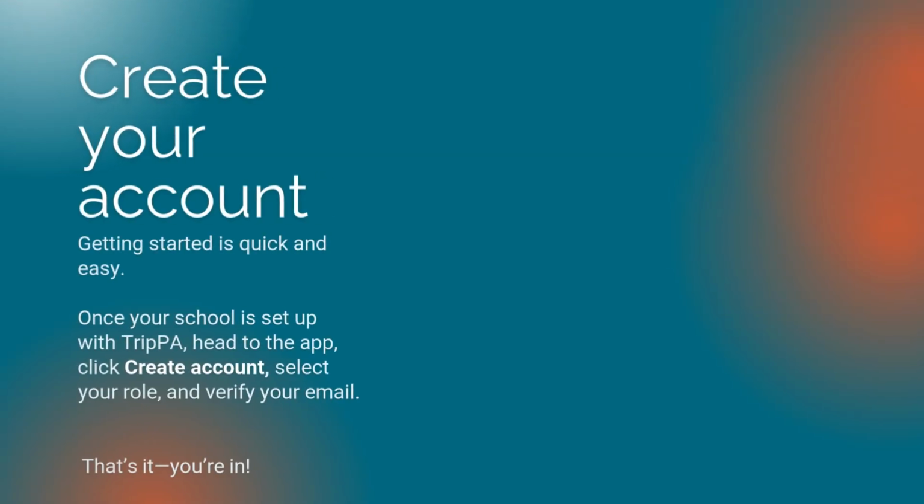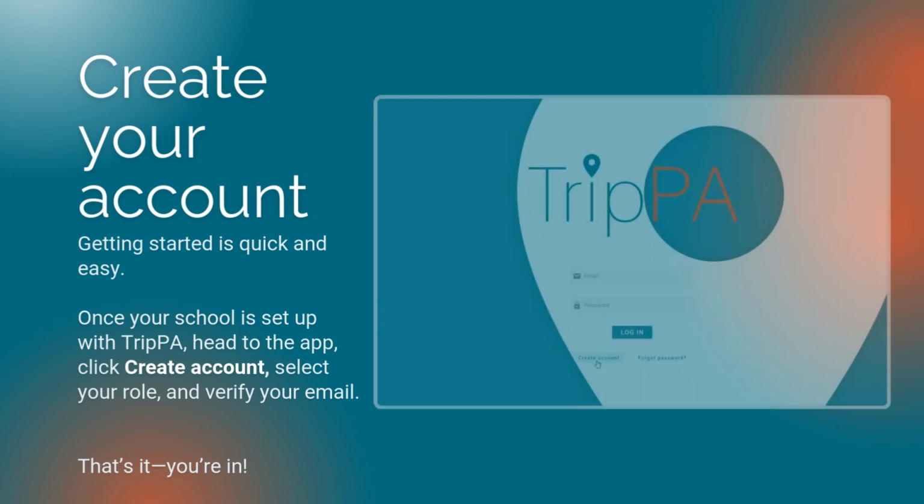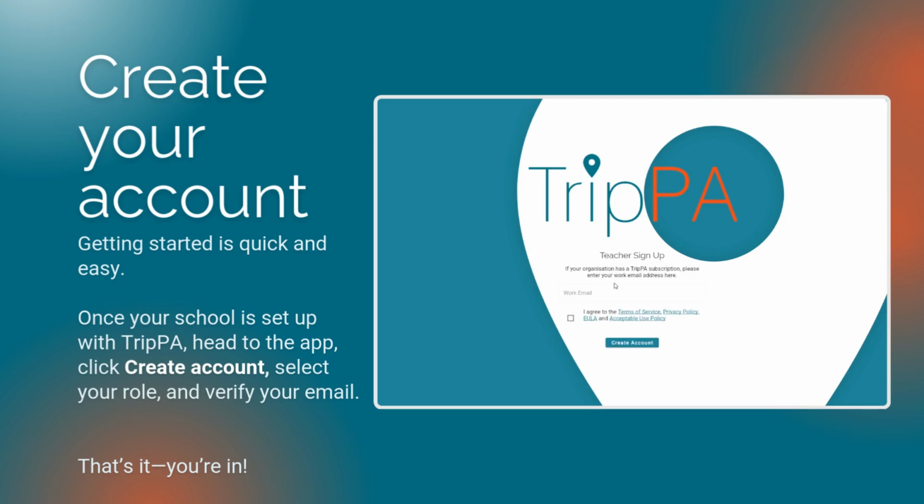Once your school is set up with TripPA, head to the app and choose Create Account. Select Teacher when asked for your role, then enter your work email address. Agree to the terms and conditions and click Create Account. Finally, complete the setup by opening the magic link we sent to your email.